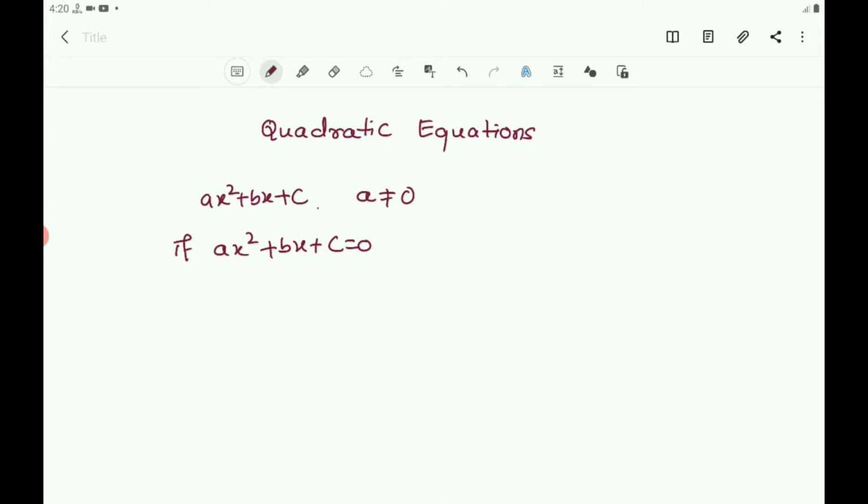Here ax square plus bx plus c is a quadratic polynomial. Ax square plus bx plus c equals 0 is a quadratic equation. You know that ax plus b is a linear polynomial and ax plus b equals 0 is a linear equation. Here also ax square plus bx plus c, where a is not equal to 0, is a quadratic polynomial, and ax square plus bx plus c equals 0 is a quadratic equation.